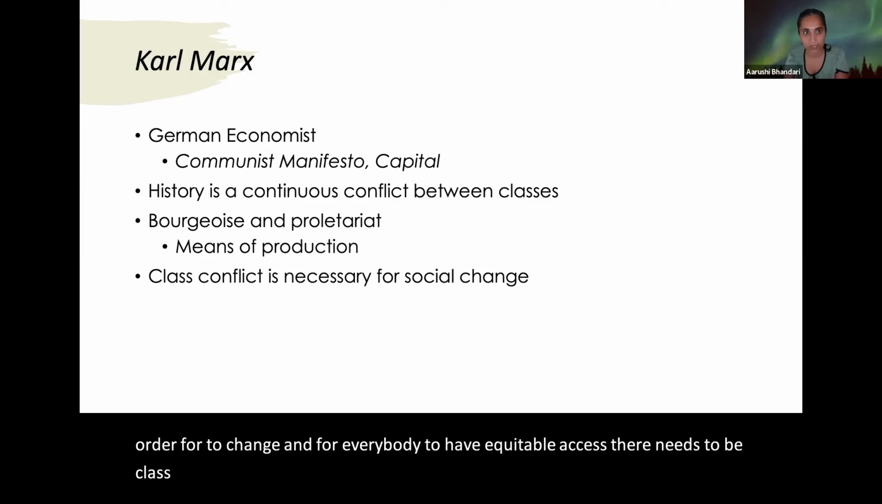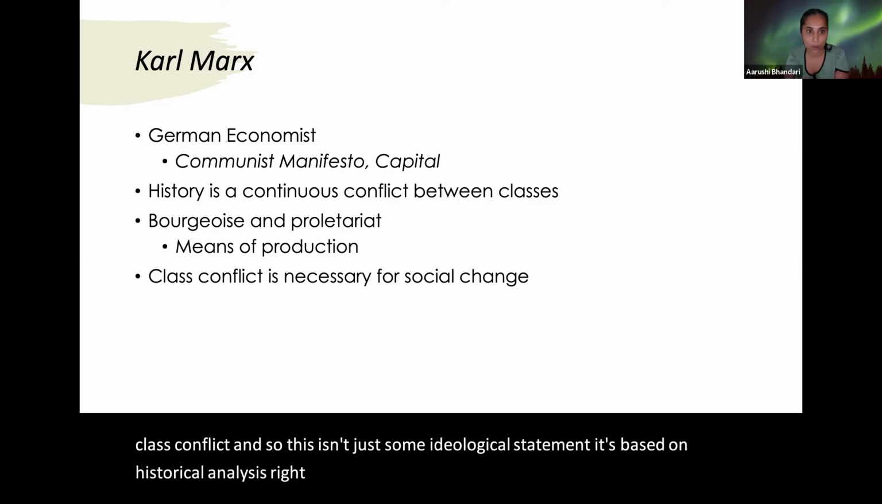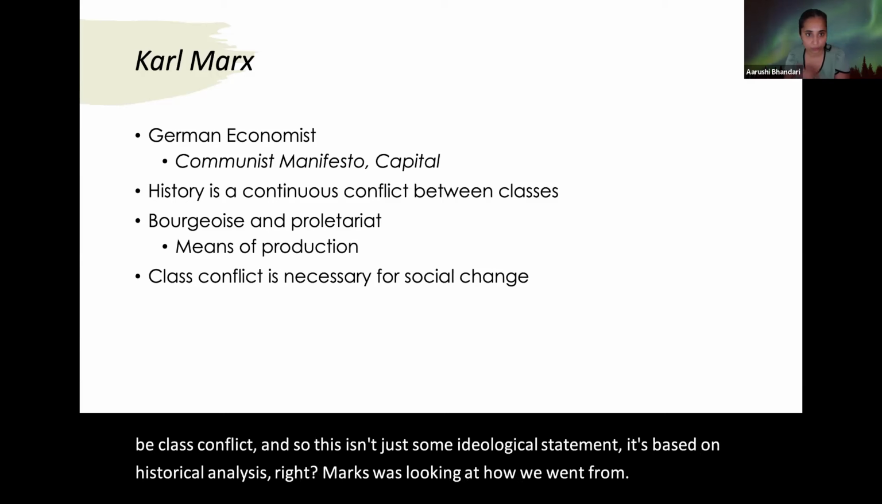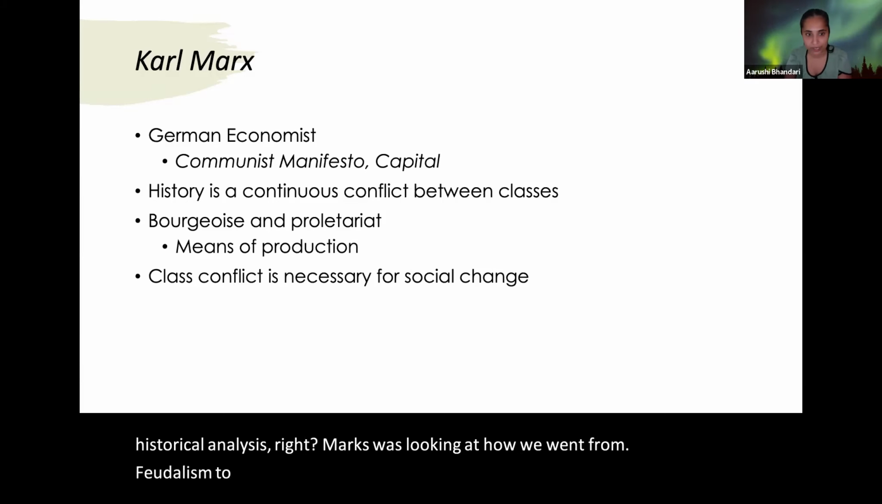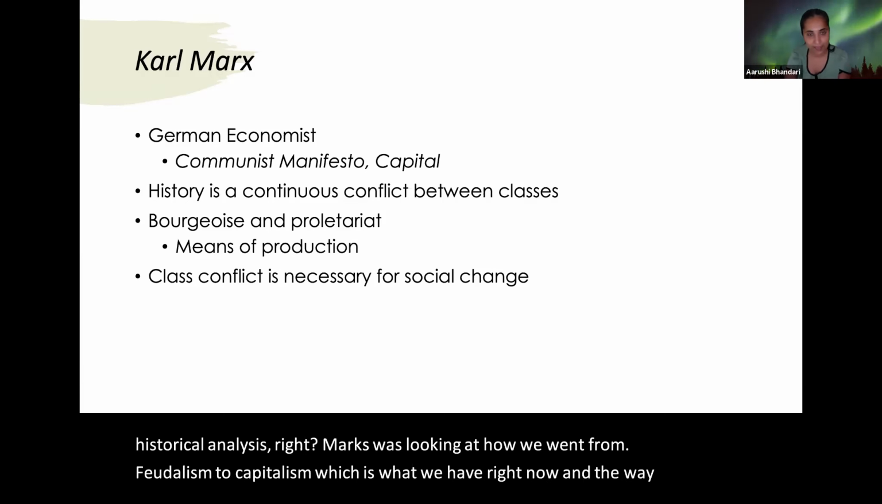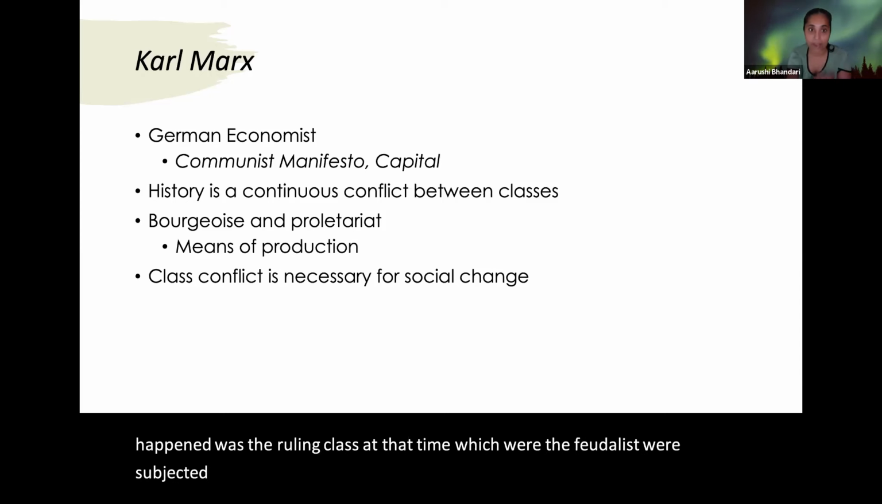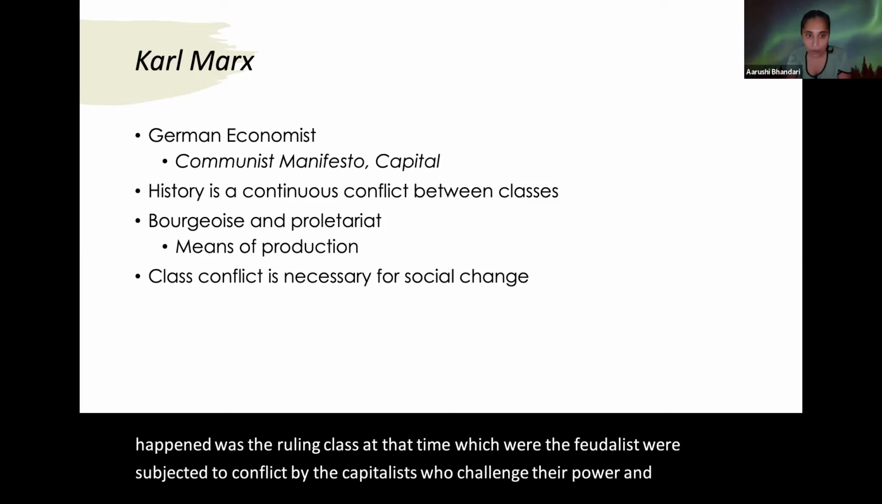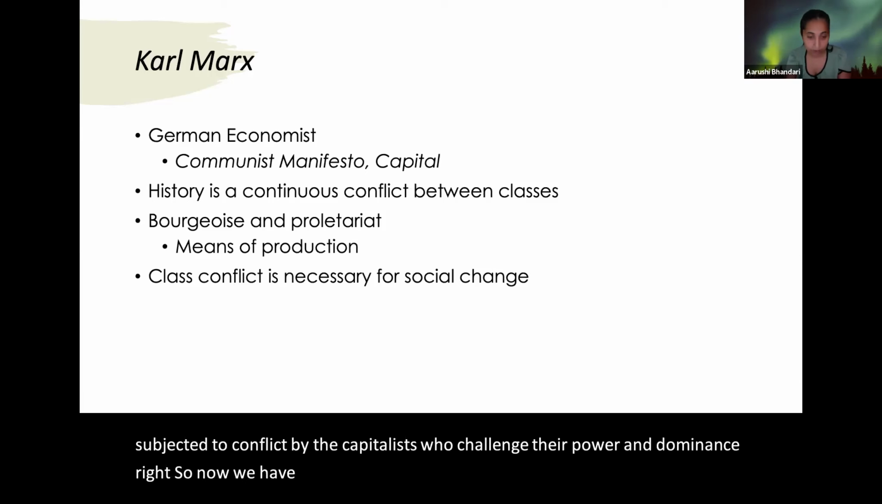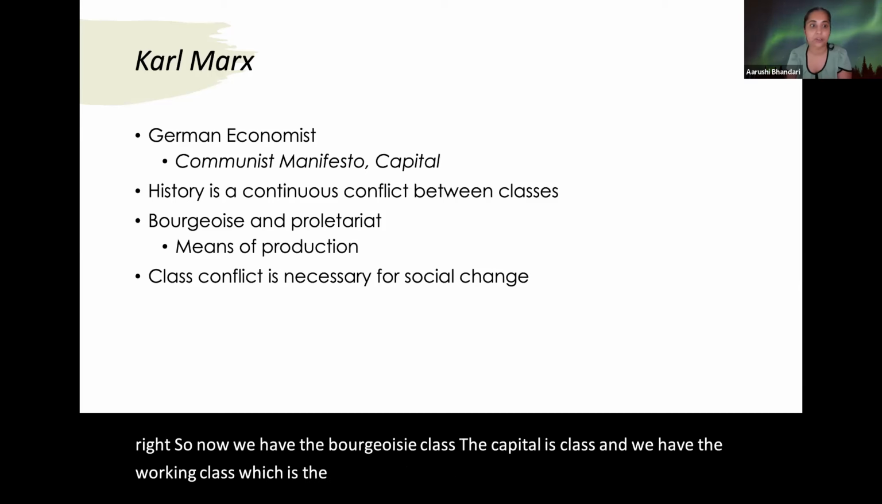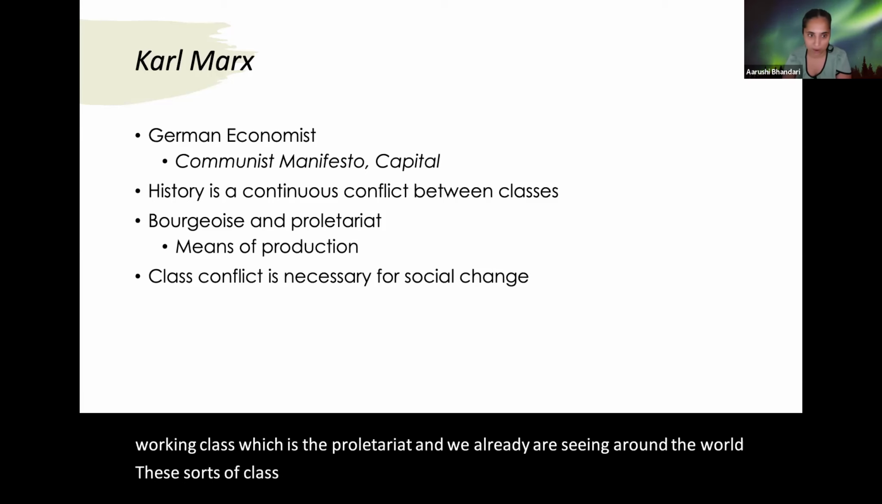And so this isn't just some ideological statement, it's based on historical analysis, right? Marx was looking at how we went from feudalism to capitalism, which is what we have right now, and the way it happened was the ruling class at the time, which were the feudalists, were subjected to conflict by the capitalists who challenged their power and dominance, right? So now we have the bourgeoisie class, the capitalist class, and we have the working class, which is the proletariat. And we already are seeing around the world these sorts of class conflicts begin to rise between these groups.